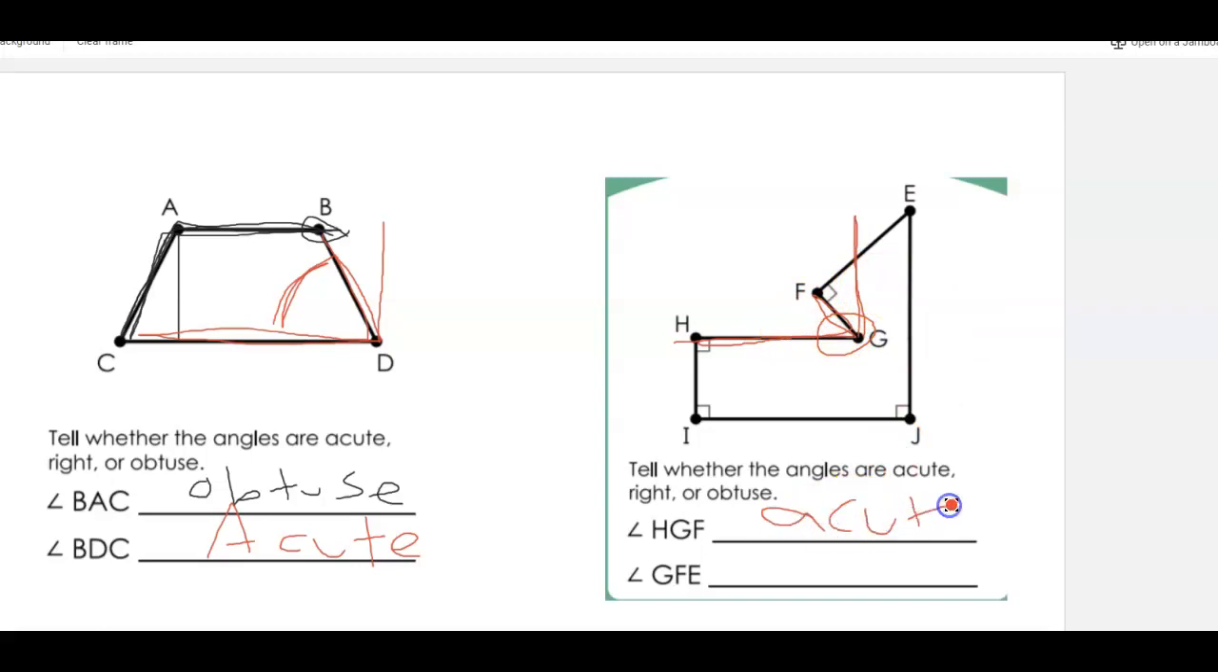All right, why don't you pause the video and try angle GFE. Go ahead. All right, so did you get it? So you got angle GFE, this angle right here. Well, look at this symbol. What do you see? I see the little right angle symbol. So this is a right angle. All right, let's try 2 more pages, guys.